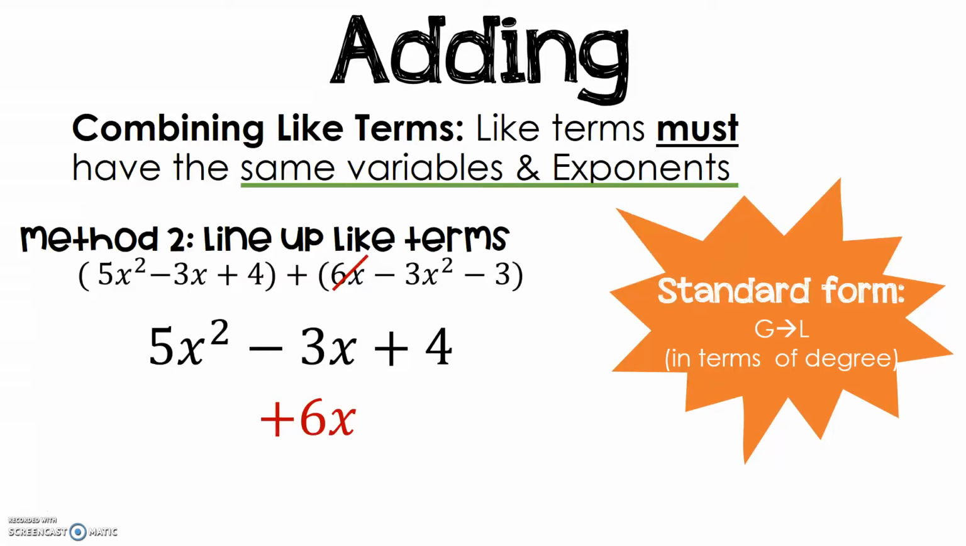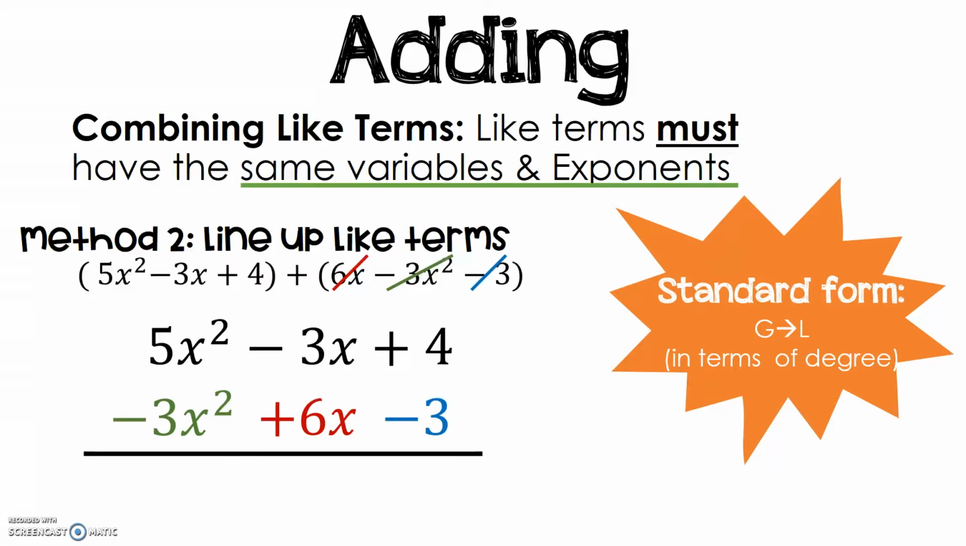After that, you've got negative 3x squared, and we're going to drop it in with the 5x squared. Again, same variable and exponent, it's a like term. Lastly, we've got our constant of negative 3, and we're going to drop it under the 4. You notice I've drawn my equal line right under, and you're going to work from right to left just like you used to when you were adding and subtracting.